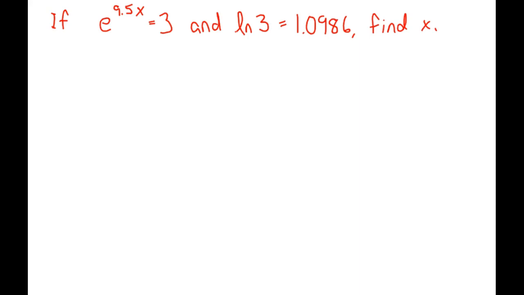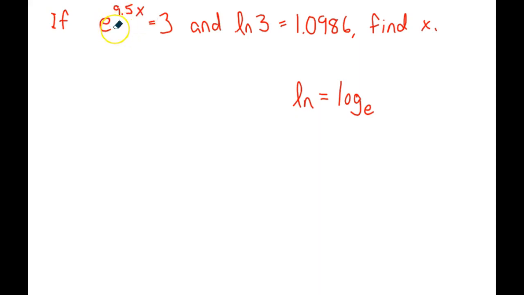The next problem we have, if e raised to the 9.5x power is equal to 3 and the natural log of 3 is equal to 1.0986, we want to find the value of x. ln refers to the natural log. It's just a common logarithm that we use, so it has a special notation. ln, the natural log, is the same as a log with base e. So whenever you see ln, the natural log, think of a logarithm with base e.